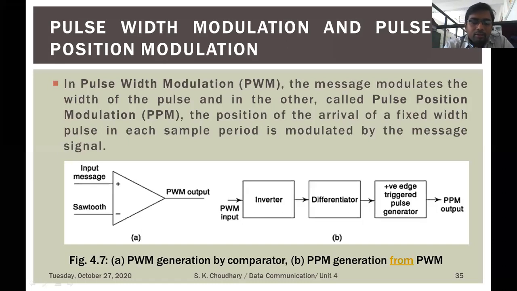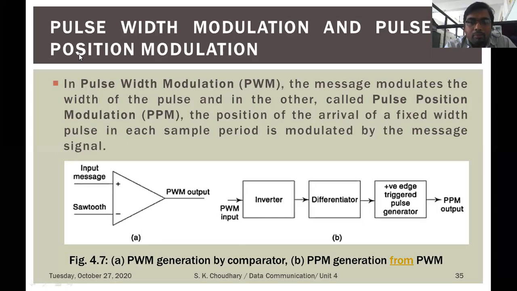So today we will start with pulse width modulation and pulse position modulation. We will see how we can generate the PWM signal with the help of the comparator, as well as, after generating the PWM signal, how we can convert it into the pulse position modulation PPM signal.